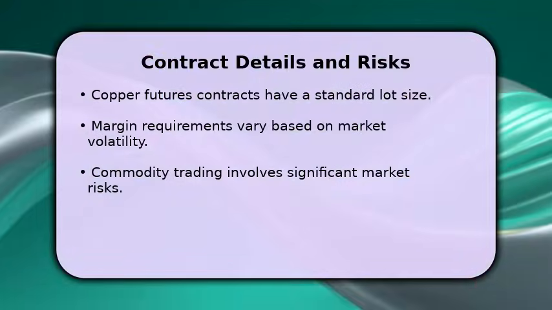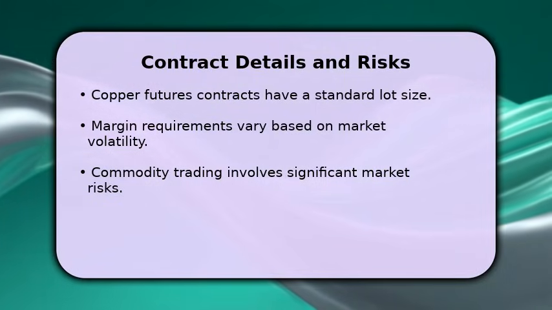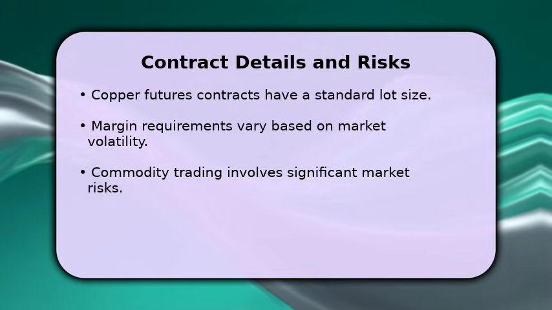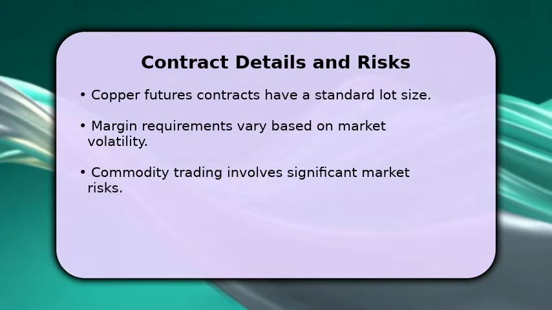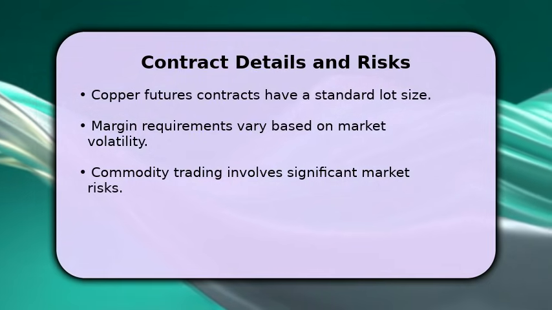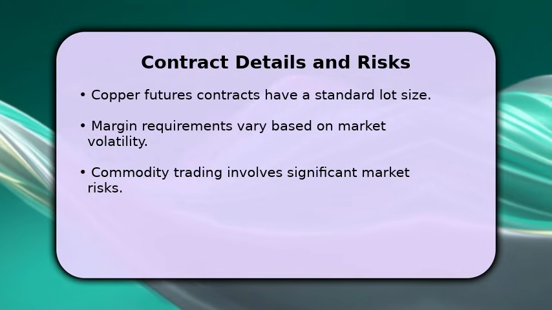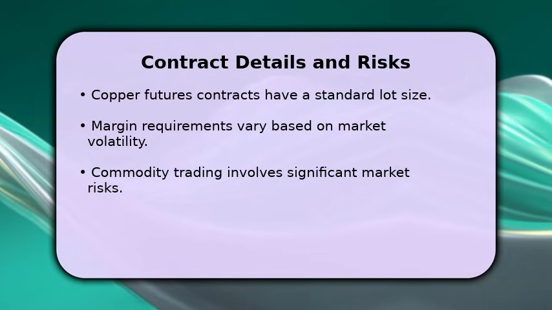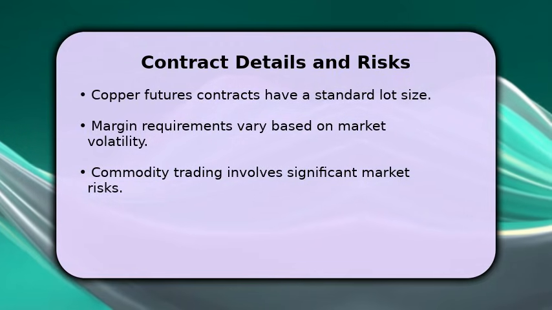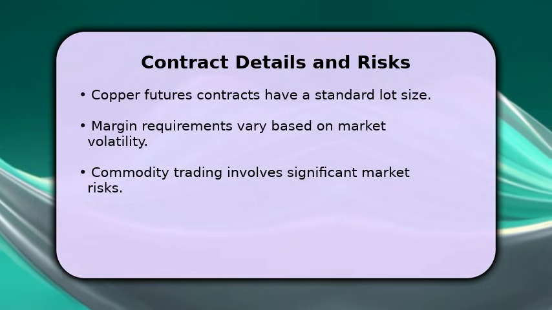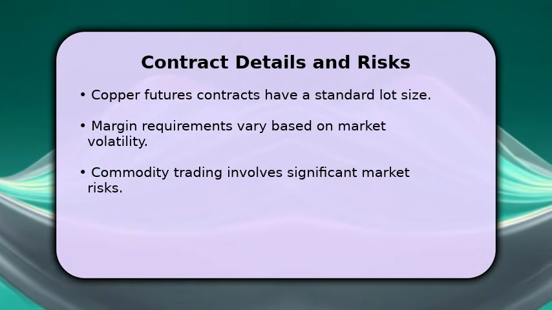It is vital to understand that copper futures contracts have a standard lot size, often 1 metric ton, representing 1,000 kilograms. Margin requirements, typically around 10 to 15% of the contract value, fluctuate with market volatility. Remember, commodity trading carries inherent risks due to price swings. To mitigate potential losses, always implement stop-loss orders, which automatically close your position at a predetermined price.